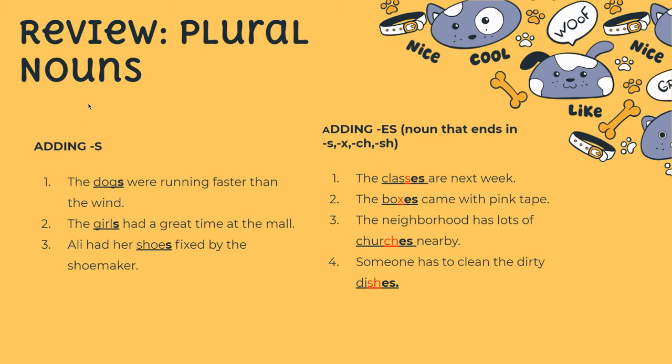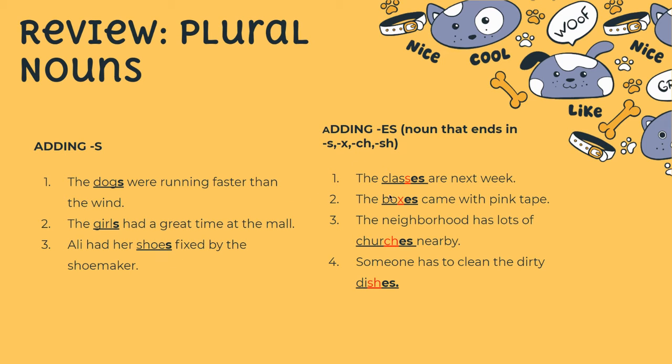Dogs ends in s, so it's plural. Number two, the girls had a great time at the mall. Girl would be singular, but if you add an S, it makes it plural. Number three, Ali had her shoes fixed by the shoemaker. A shoemaker is a person that fixes shoes and a person that makes shoes. And that word in Spanish is called zapatero. So a shoemaker is un zapatero. Ali had her shoes fixed by the shoemaker. The word shoe is singular, but if you add the S, it makes it plural.